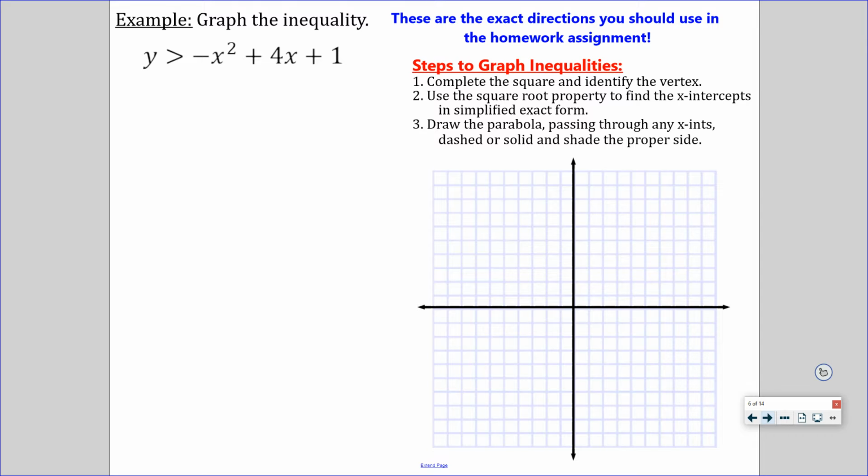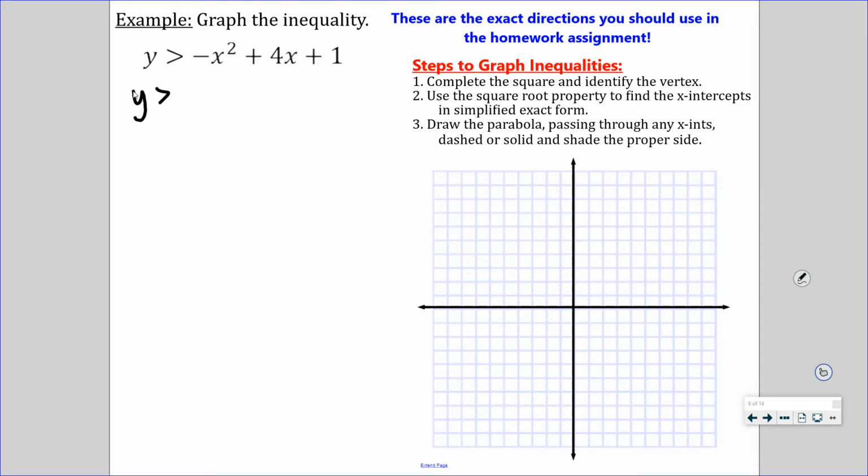Here are the steps you can follow and the ones that you should follow in your homework. What form is this in? Standard. The first thing we're going to do is complete the square to put this into vertex form. So let's go ahead and do that. You can change this to an equal sign in your work if you want to. You can keep it as a greater than, whatever you want to do. Just keep in mind that when we go to actually graph it, we're going to have to use that symbol to decide solid or dash and where to shade.